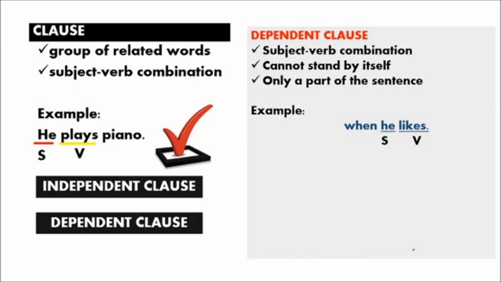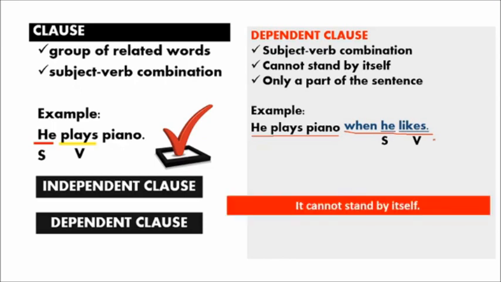Alright, so a dependent clause needs an independent clause for it to have a sense. So let's attach an independent clause. So, he plays piano when he likes. This is the independent clause, and this is now the dependent clause being attached together, and it has now a sense. He plays piano when he likes. Alright? And dependent clauses cannot stand by themselves.